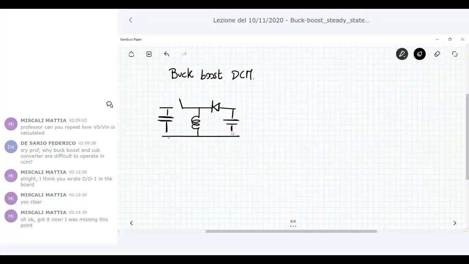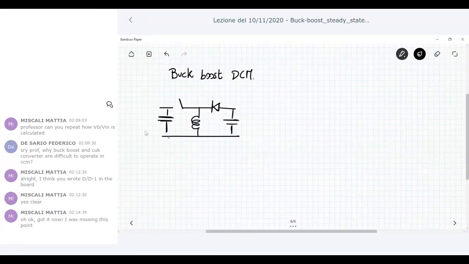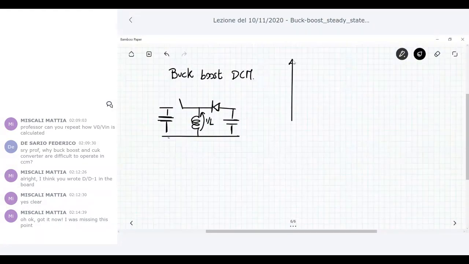Remember that the circuit for CCM and DCM is always the same. There is no topology change when you want to go in DCM. Just the values of the components are changing. In that situation, what happens to the voltage across the inductance, VL? As I said before, there are two intervals that are exactly the same intervals you can have in CCM.